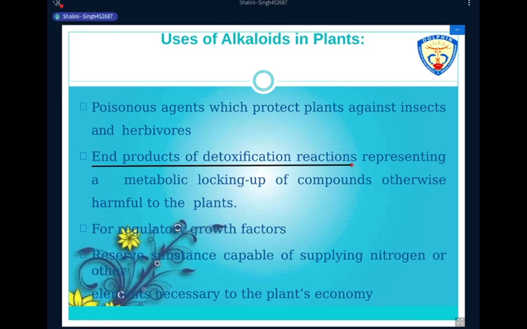They are regulatory growth factors. They have reserve substance capable of supplying nitrogen or other elements which are necessary to the plant growth. In case of stress condition, they can be substituted as plant nutrition factors.